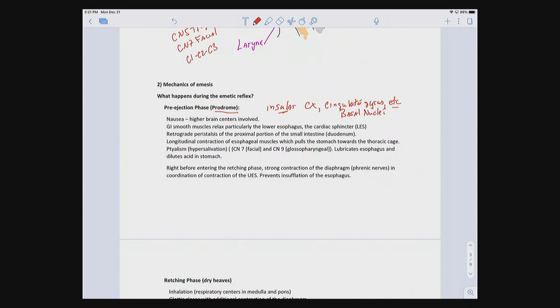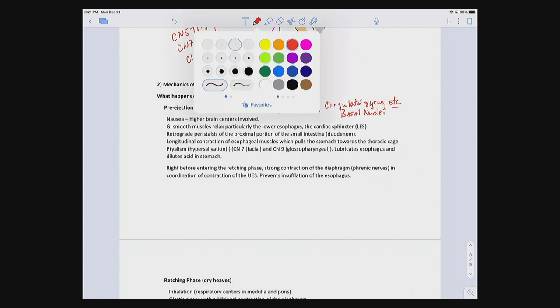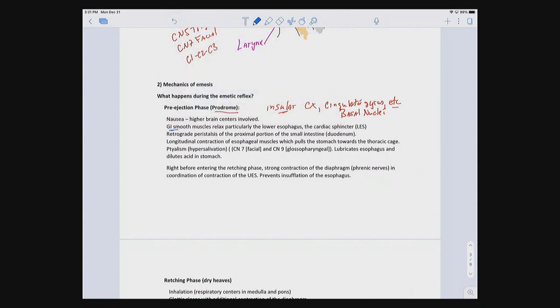Several other things go on during this prodrome phase. In addition to nausea, the GI smooth muscles begin to relax. So you actually have a reduction of GI gut motility. And then the lower esophagus begins to relax, and the cardiac sphincter, or the lower esophageal sphincter, will also begin to relax. Then you can have a retrograde peristalsis of the proximal portion of the small intestine, which we've been talking about as the duodenum.